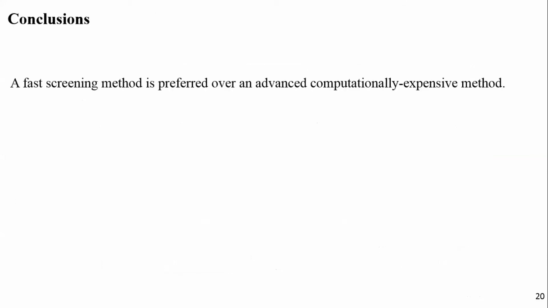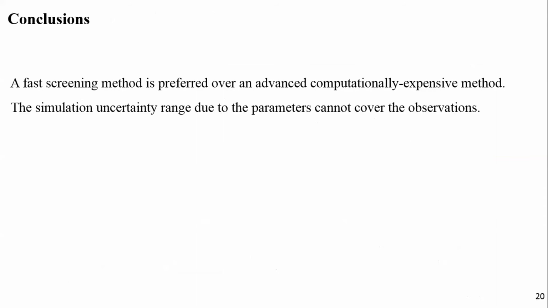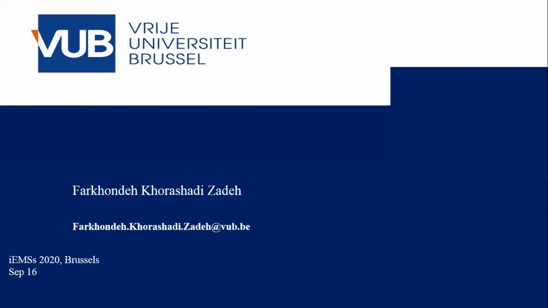So in conclusion, a fast screening method is preferred over an advanced, computationally expensive method for the calibration, and the simulation uncertainty range due to parameters cannot cover the observations. To explain the total uncertainty, we should consider the other sources of uncertainty during the modeling. So thank you for your consideration.